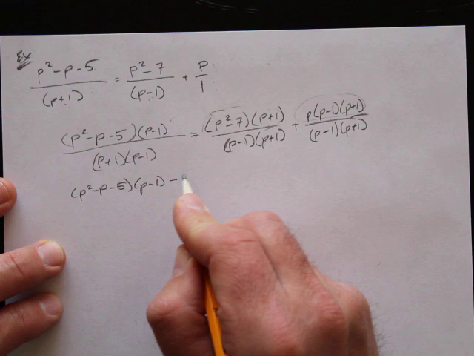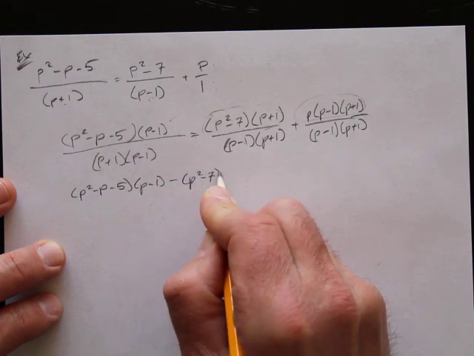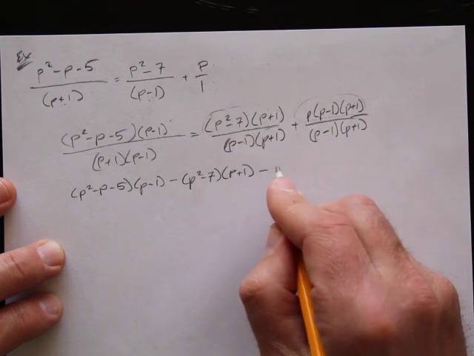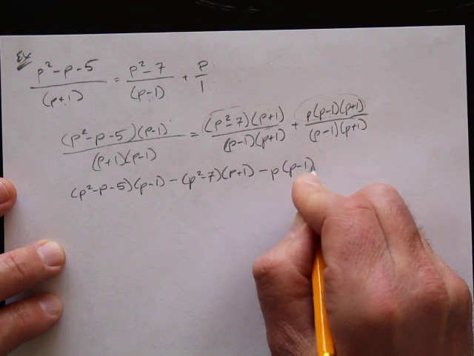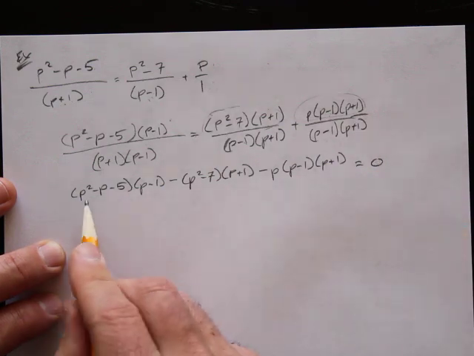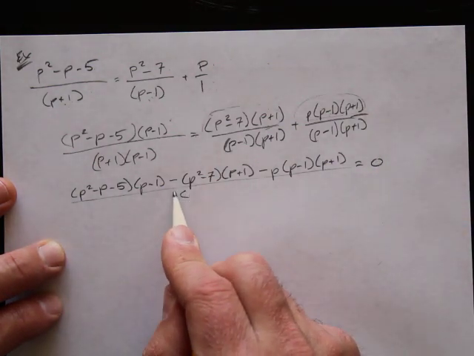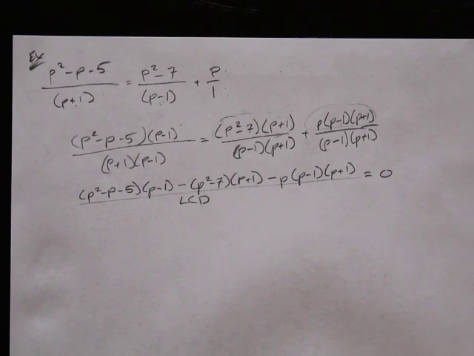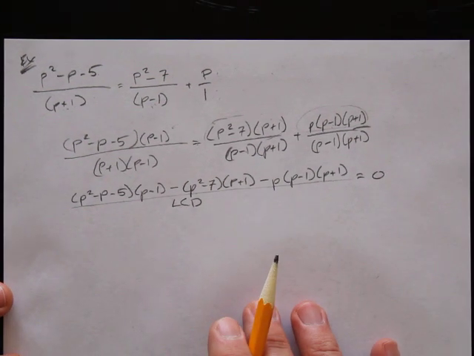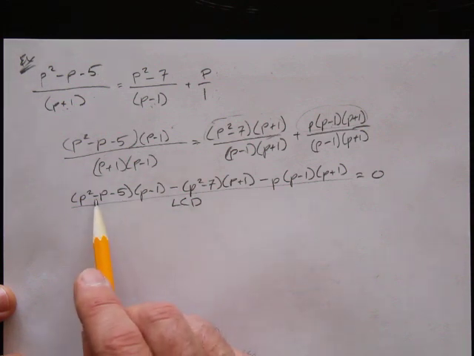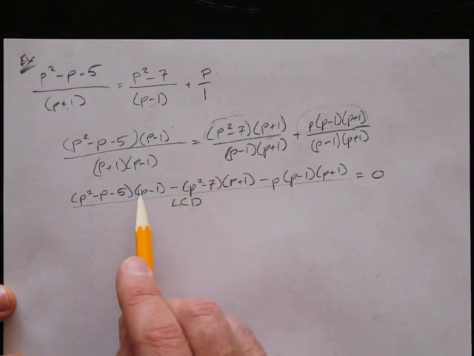So I'm going to say minus p squared plus 7 times p plus 1, and I'm subtracting this one as well, minus p times p minus 1, p plus 1. And this equals 0, and this is all over my common denominator, least common denominator. All right, now I have a lot of work to do. Oh, last time I subtracted. Okay, it's fine. So now, let's look at this.